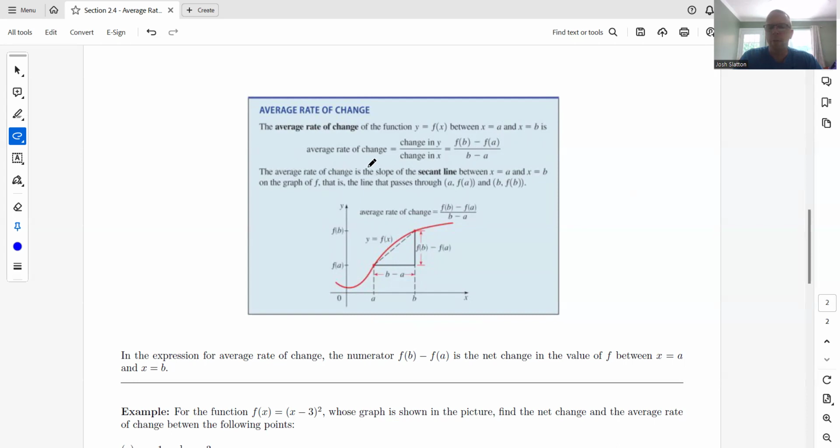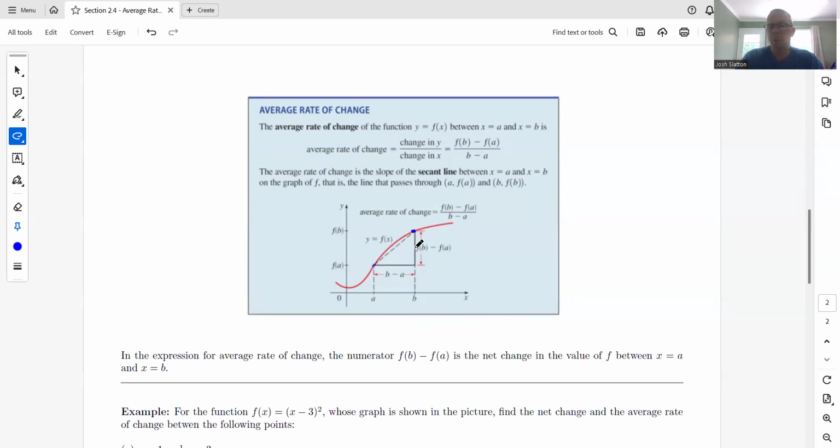So the average rate of change is the slope of the secant line. If you're looking at any 2 points along a curve, the straight line is not going to follow the curve, but you can pick any 2 arbitrary points, and you can find out how much it has changed over that period. And that's all the average rate of change is doing.